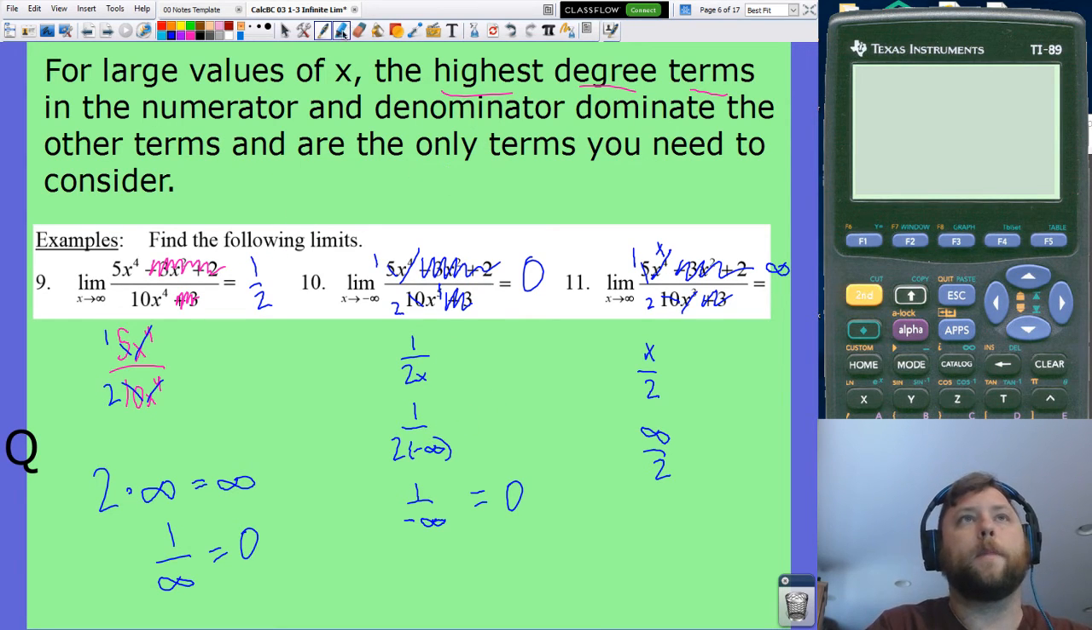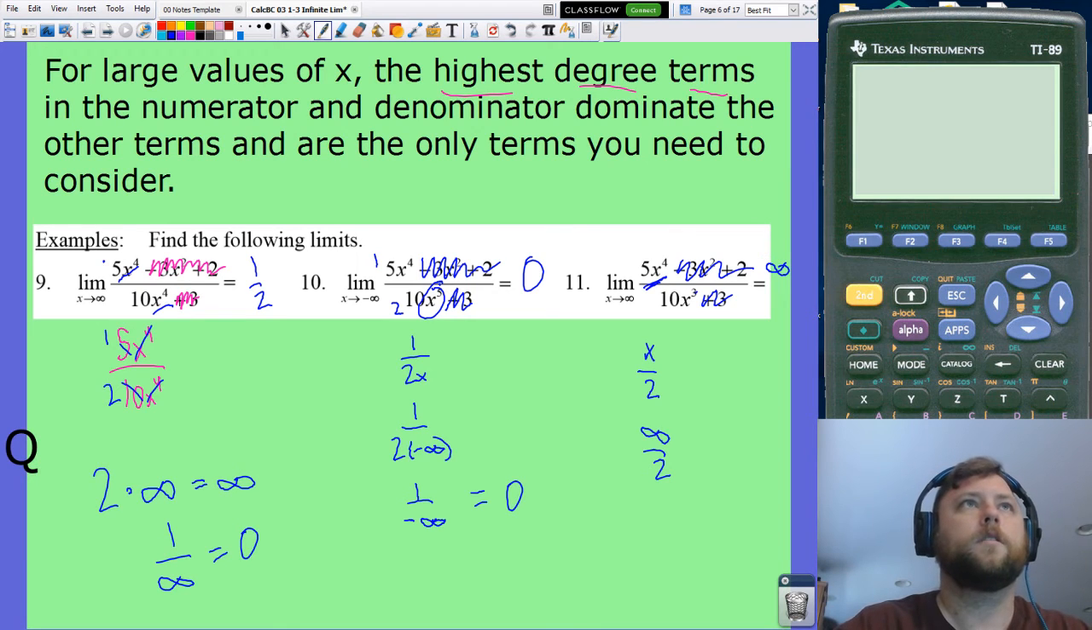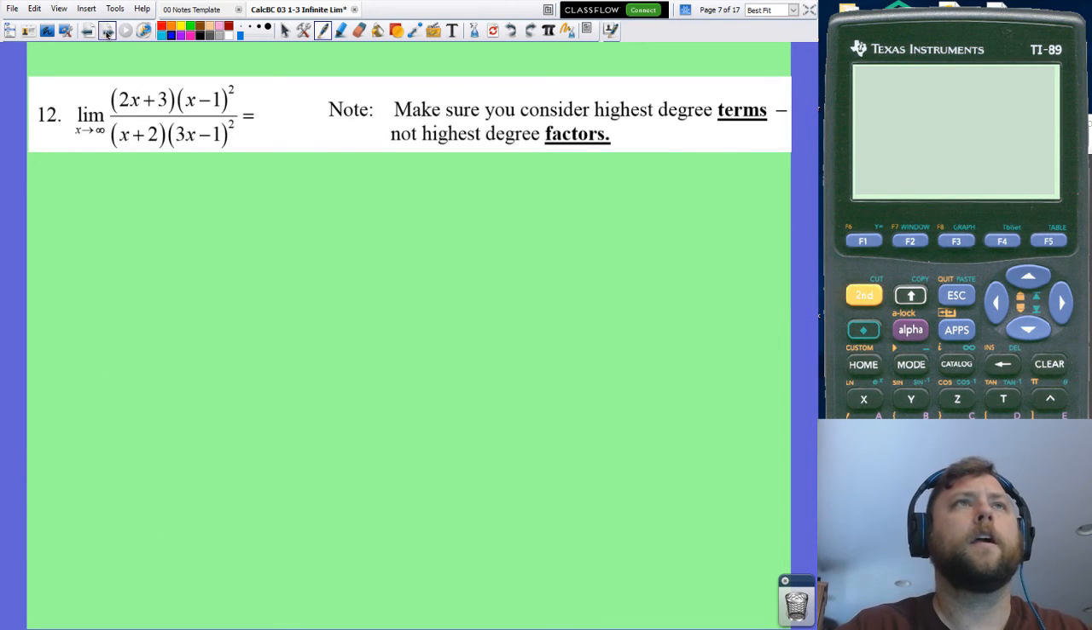So other patterns you might see: if the degrees are the same, the limit is just the ratio of the coefficients, 5 over 10, which reduces to 1/2. In the case of the middle one, if the denominator is the higher power, then it's always going to go to 0, because that'll always outweigh the top. And if the numerator is the higher degree, you're always going to go to infinity or negative infinity. So, little shortcuts. All right.